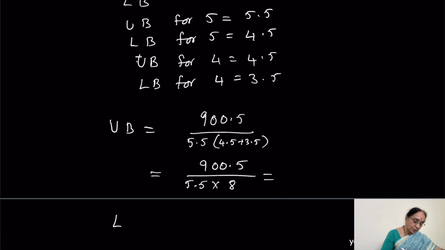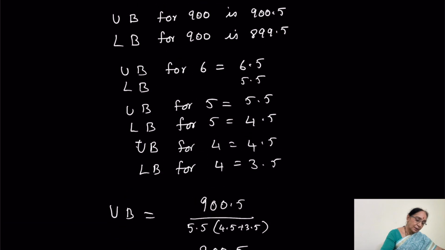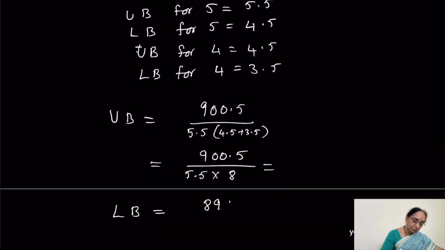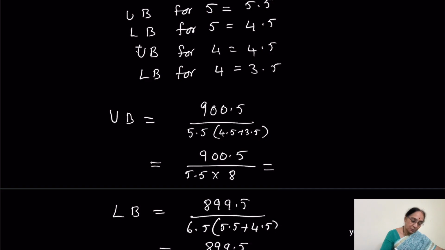Now for the lower bound, in the numerator I keep the lower bound, which is 899.5, and the denominator I am going to make as large as possible. That means I am giving the upper bound for the denominator numbers. So what do I have here? 6.5, 5.5 and 4.5. So that will be 899.5 divided by 6.5 times 10. So this is going to give me the lower bound. This value of the fraction cannot go below this.